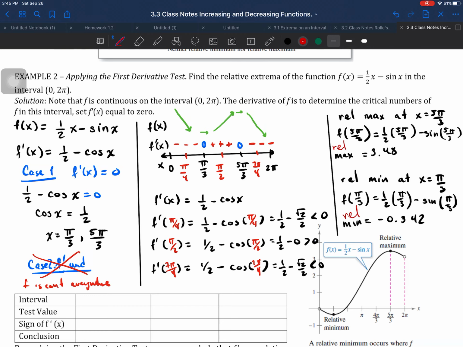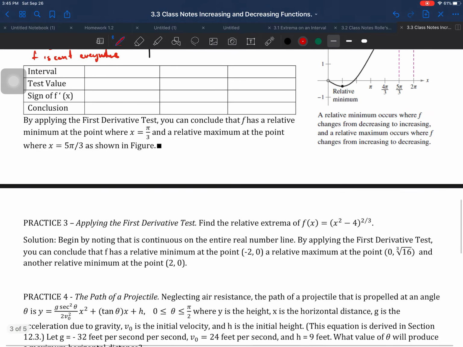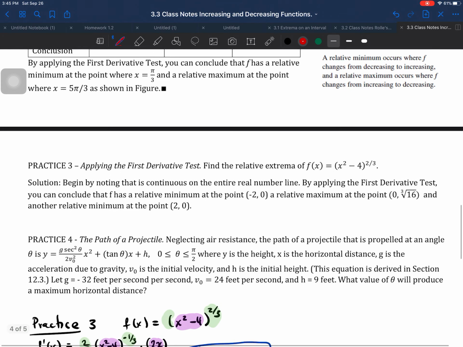I think the problems are doable, but organization is key. And if you guys like my style, then you can just copy it. I don't mind that. All right.